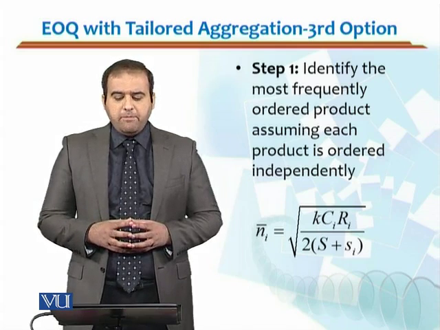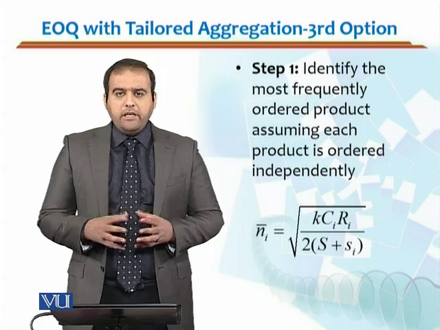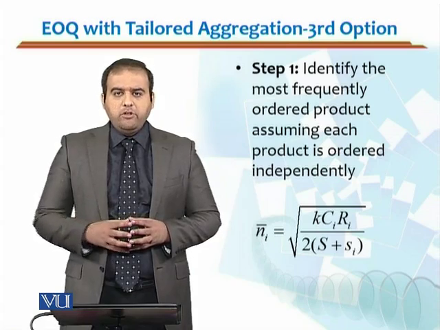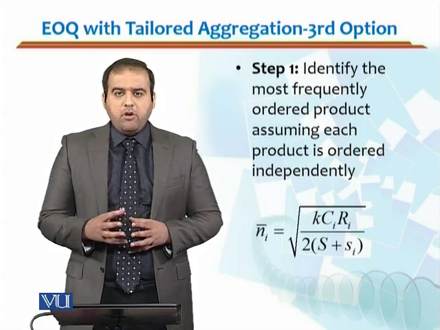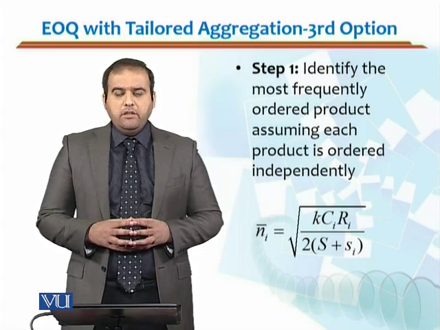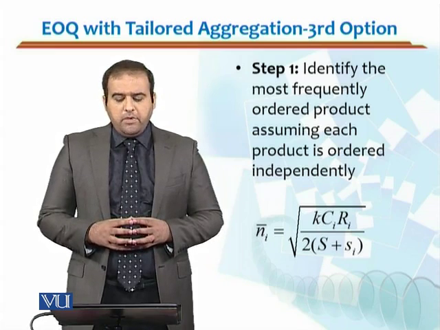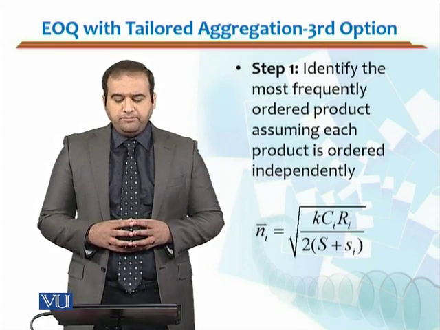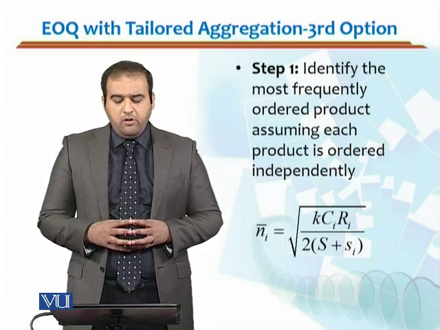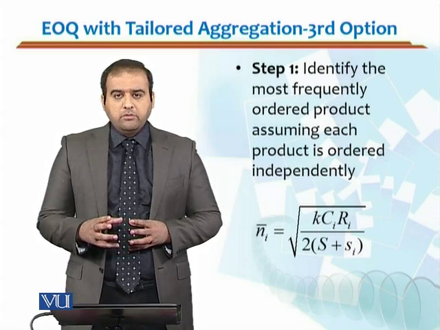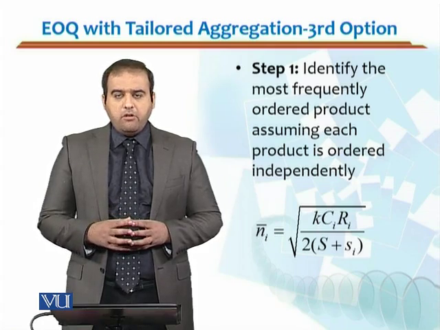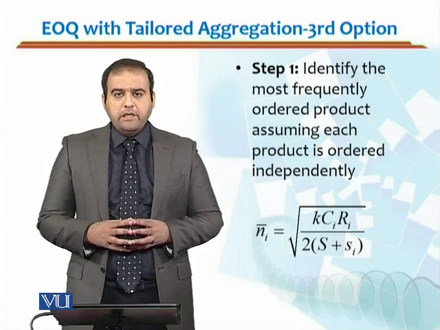So here, the first step would be to find N. If you can recall the general formula for N, it was D over Q, or R over Q, you can say, the demand over the quantity produced. And the specific form would look like it is given in the slide. So N bar would be the square root of K C_I, which is the holding factor, into the demand over 2 into (S plus S_I). Here S would be the ordering cost or the production cost, plus the small s would represent the transportation cost.